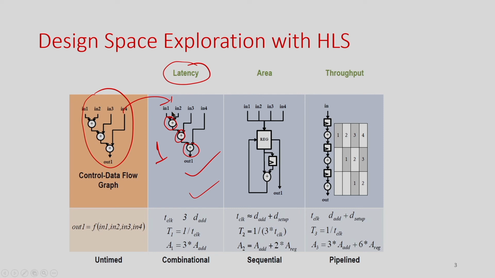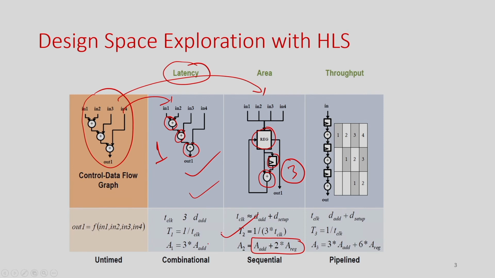Or suppose I want to optimize for area, so I can take this and convert it here. I can see that I can take one adder and store the intermediate results, and it will take 3 cycles to complete these 3 addition operations, because I have one adder. So, the area will be 1 adder and 2 registers, but the clock will be much faster.